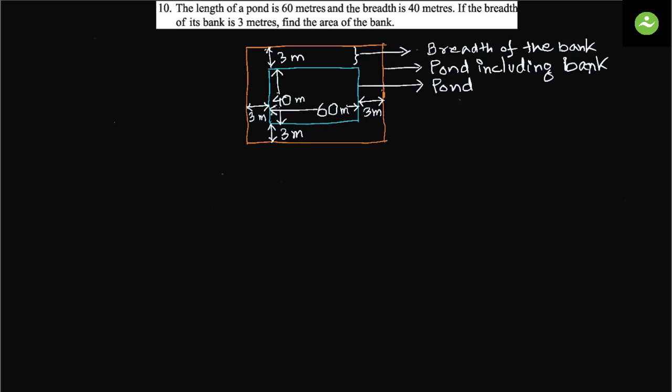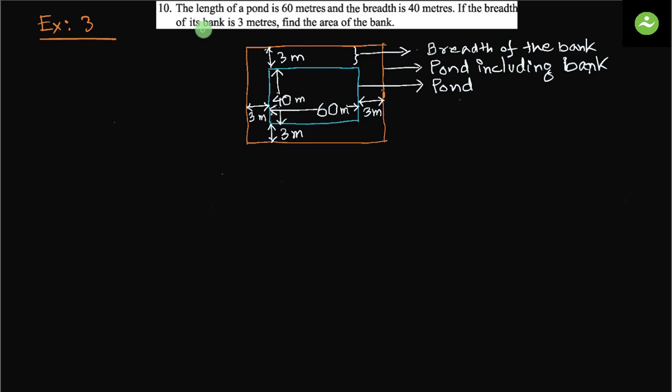Class 8 English version Math Measurement Chapter Exercise 3. Question number 10. The length of a pond is 60 meters and the breadth is 40 meters. The blue colored one is the pond.